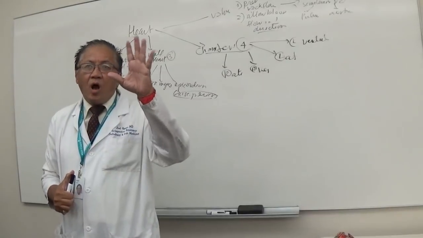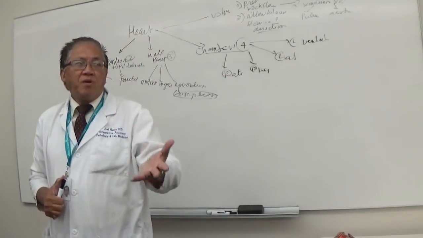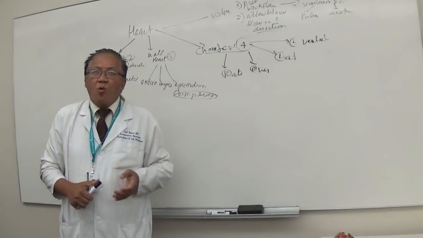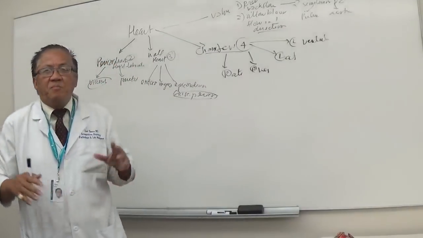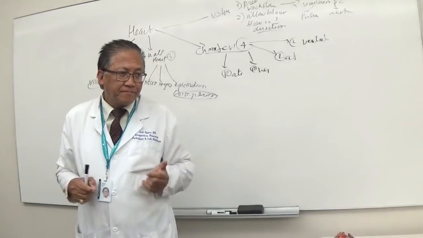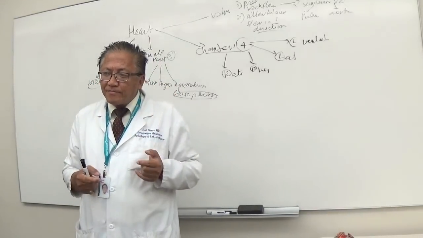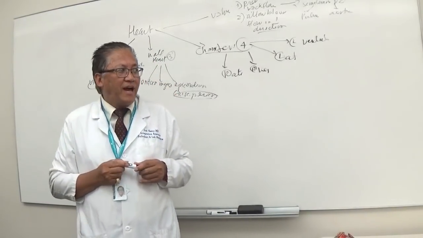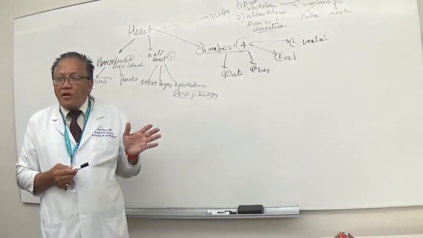Okay. So now we know the walls. We know the chambers. We know the valves. So the best way to learn all this is by drawing with your own hand and your fingers, using your brain, and using your eyes, and using your hand and fingers, right? You don't have to make your drawing nice.